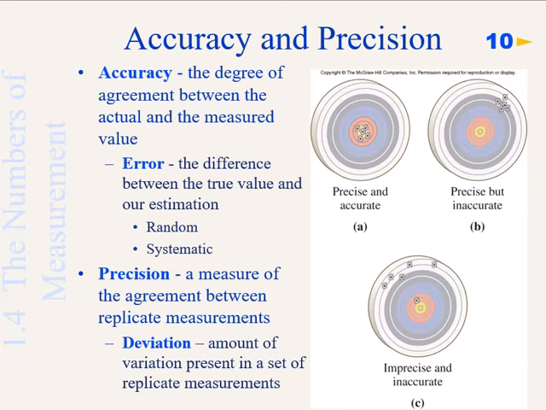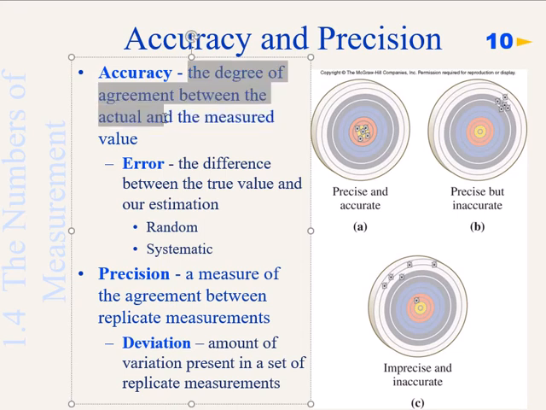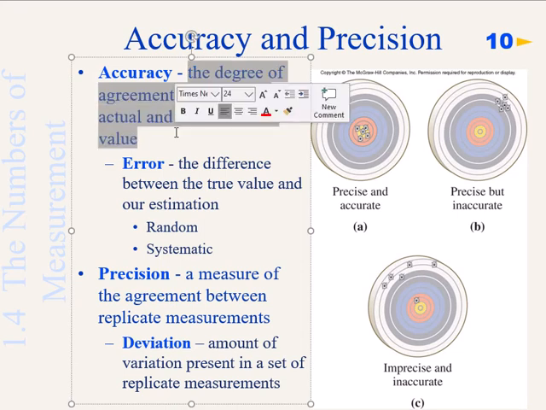Now let's talk about accuracy and precision. Most likely you never thought about the differences between the two. Probably you use them interchangeably. However, in science, both mean two different things, although related. What is accuracy? Accuracy is the degree of agreement between the actual and the measured value.